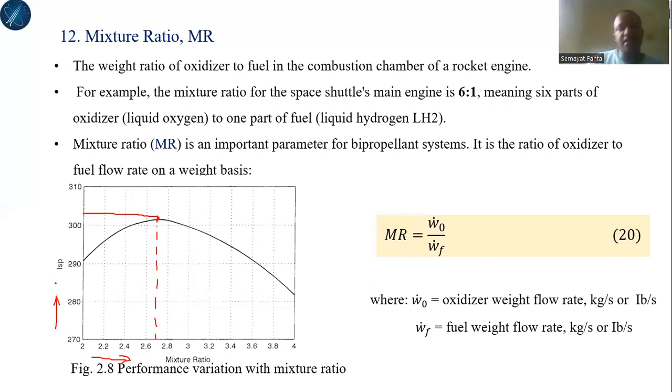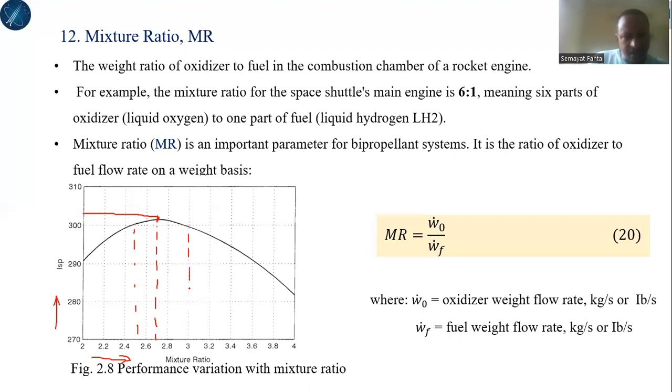We want the maximum Isp. The mixture ratio that gives us that is what we call the optimum mixture ratio. So for example, this time it is 2.7, I think. Just a simple approximation: 2.7 is an appropriate mixture ratio to get good Isp. But at, for example, 300 Isp, we can get some value here, and if I continue to this point, we can get also some value here.